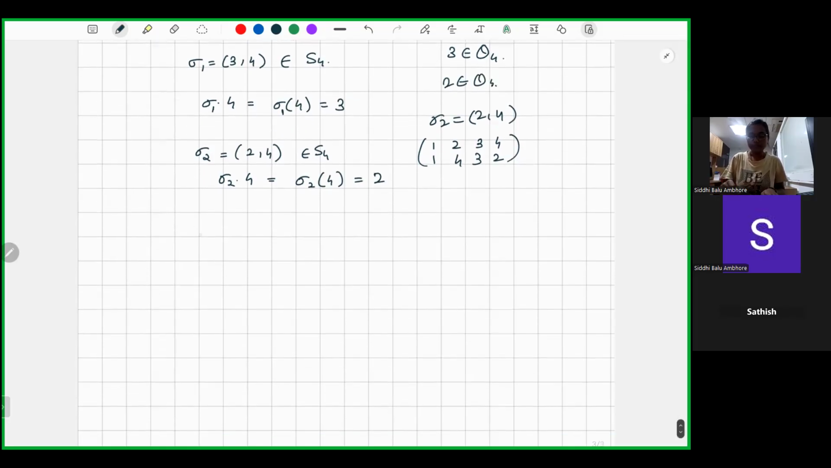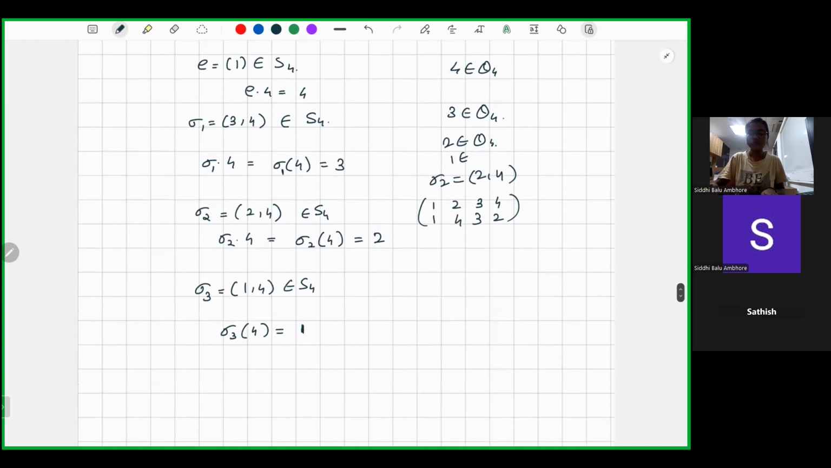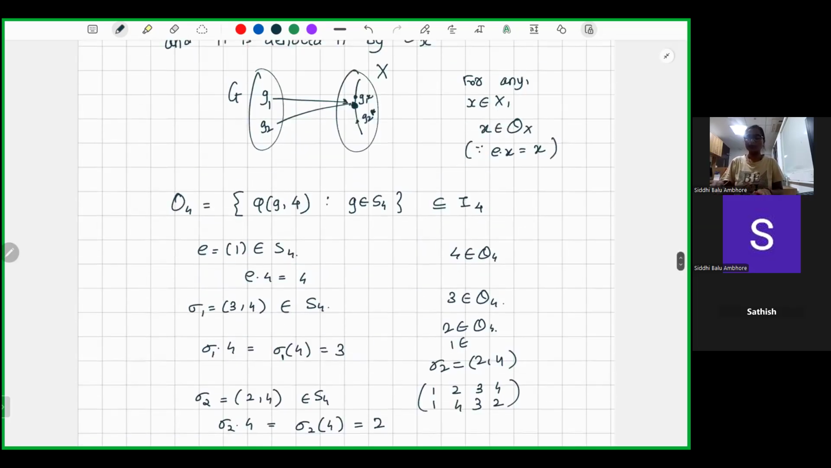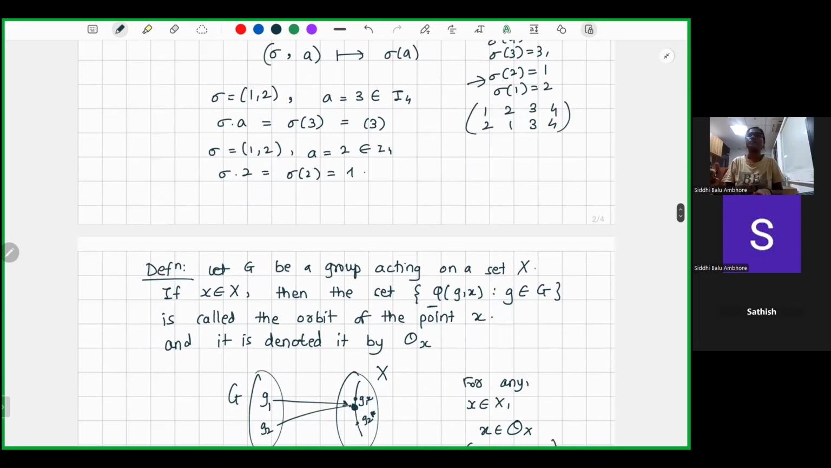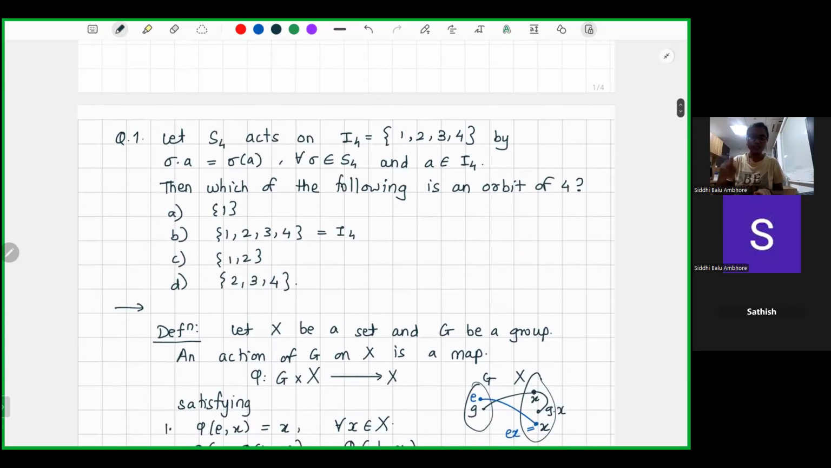Okay, and similarly, I will take this one. I just want to see what images 4 takes when G acts on it. Then it will be sigma 3 of 4, and it is 1 now. So all the elements 1, 2, 3, and 4 belong to my O4 under this group action of S4 acting on my set I4. So the answer is the set {1, 2, 3, 4}. We just checked.